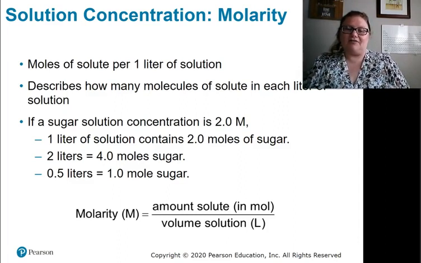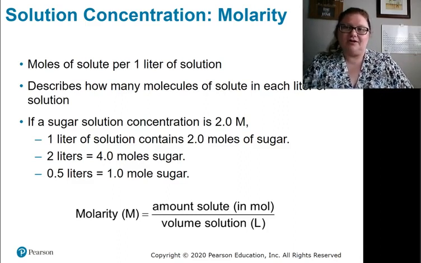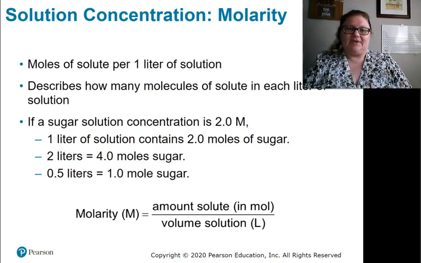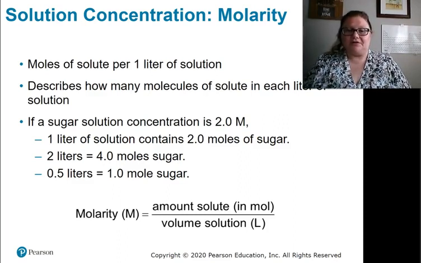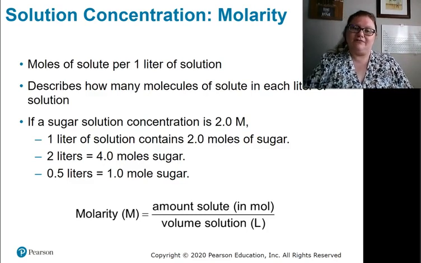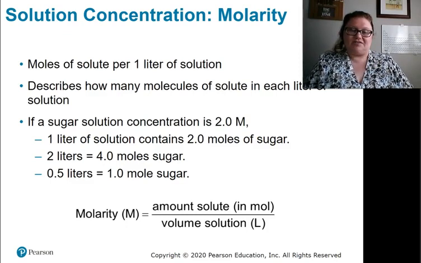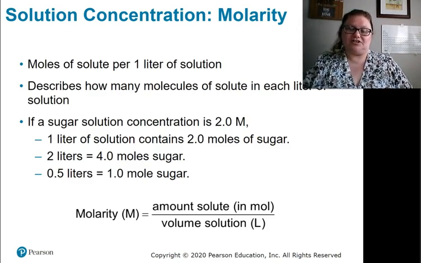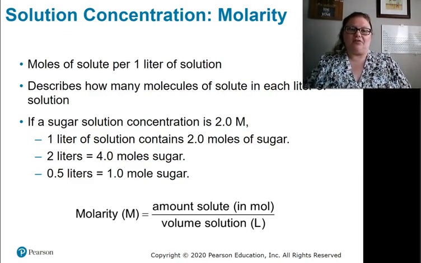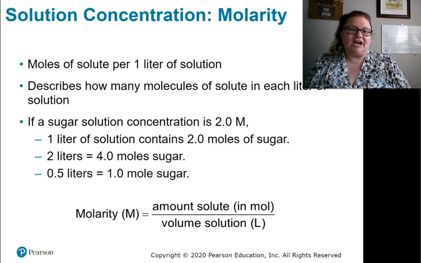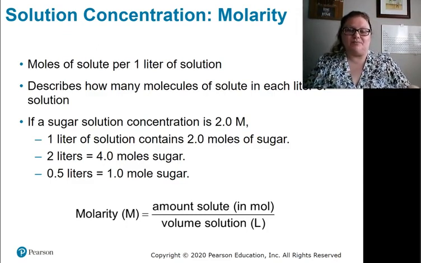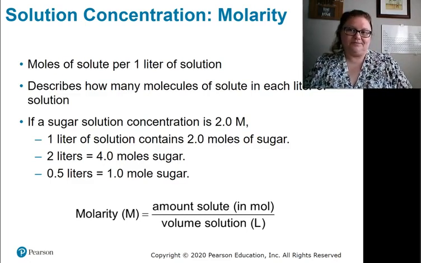Okay, so I have 1 liter of a sugar water solution, and I know that there are 2 moles of sugar floating around in there. I can also say that I have 2 liters. If I have 2 liters, then I must have double, 4 moles now, of the sugar, because that would be 4 moles over 2 liters. It would still reduce to a concentration equal to 2.0 molar. I can also go the other direction and say I only have half a liter here. And so if I have half a liter, I would need 1 mole of sugar, because 1 divided by half is equal to 2.